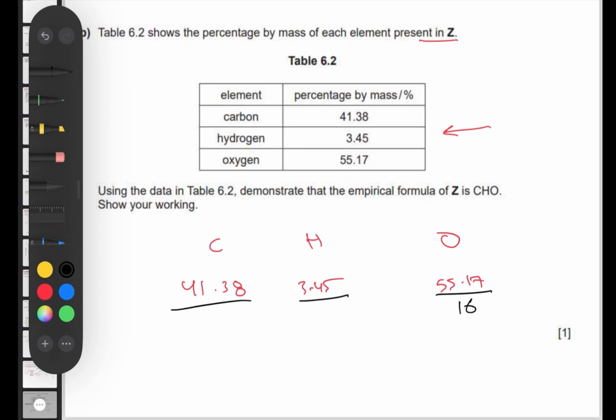It's over 16, it's over 1, it's over 12. And then the answer is going to be 3.41, it's going to be 3.45, and it's going to be 3.42. Their ratio is 1 to 1 to 1, and that's why the empirical formula is CHO, which means they have the same ratio.